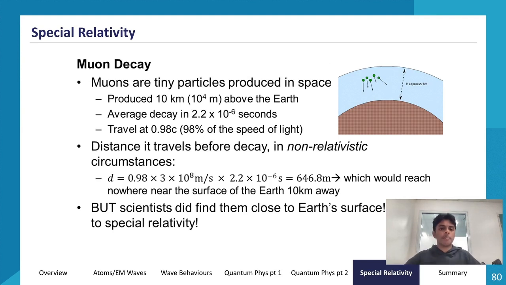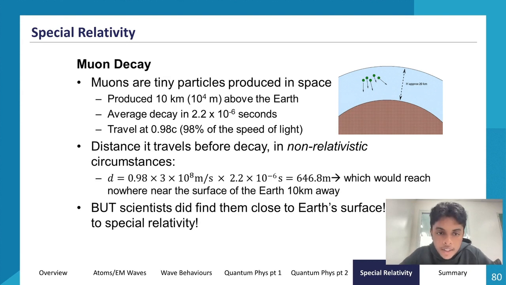So, going through muon decay. These are the real values of muon decay. Muons are tiny particles produced in space, around 10 kilometers above the Earth. Average decay time for muons is 2.2 times 10 to the negative 6 seconds. So yeah, not 5 minutes, very tiny. They die pretty quickly. And muons travel at 98% the speed of light, so they're at relativistic speeds.